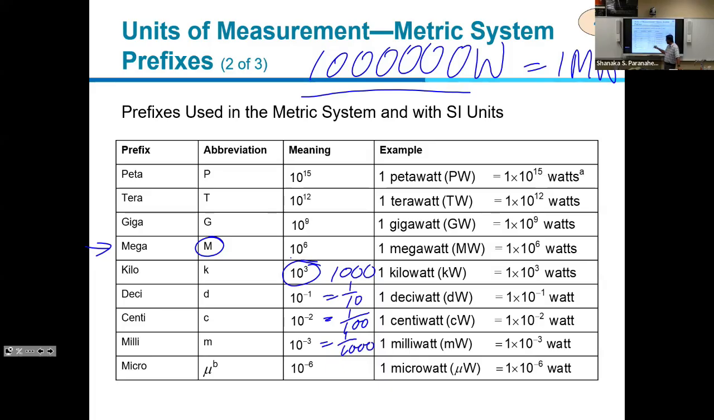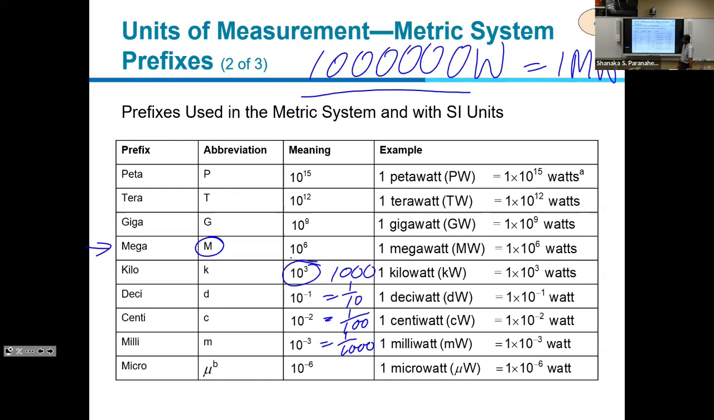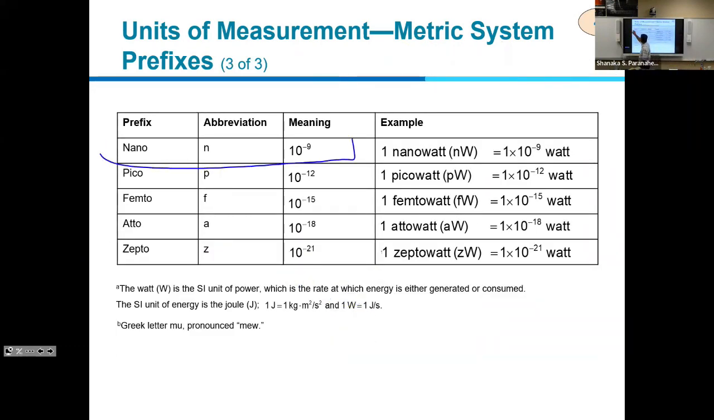And micro stands for 1 over 6 zeros. And the last one is nano. So those are the 7 important prefixes that you are going to see in my class, from mega to nano. Nano is 10 to the power -9. Actually, you are going to see it in chapter 6.